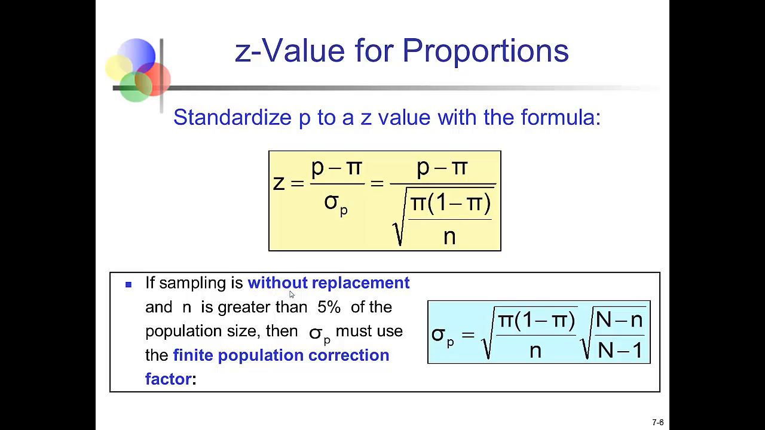If we have sampled without replacement, and we have picked a relatively large sample size, where the sample size is greater than 5% of the population size, then we must use that finite population correction factor that we talked about in the last section. So we'd have our standard deviation, and we'd multiply that by the square root of the population size minus the sample size, divided by the population size minus 1.